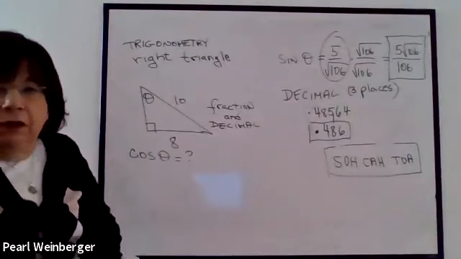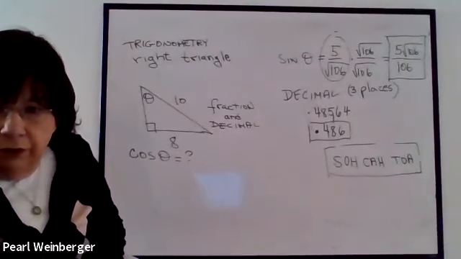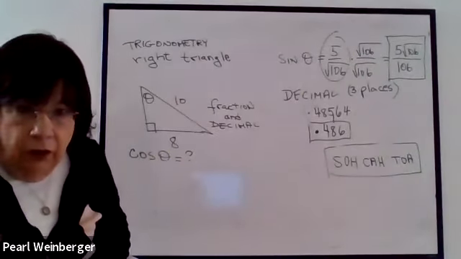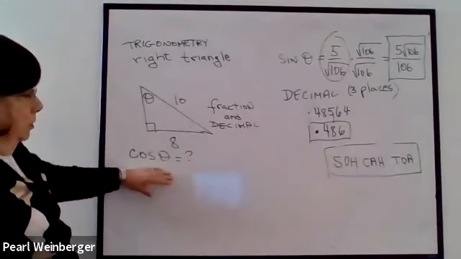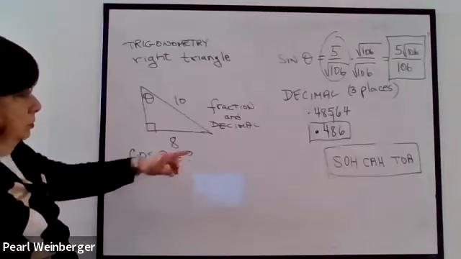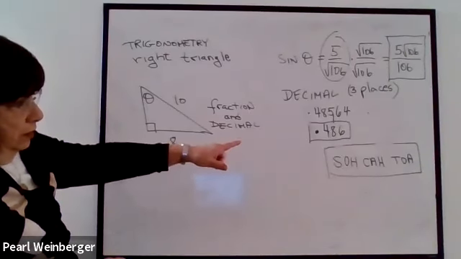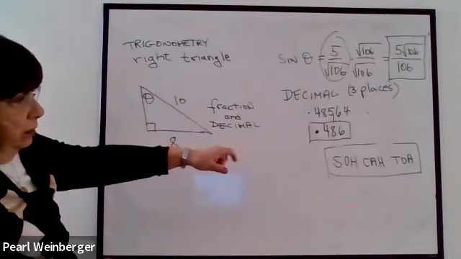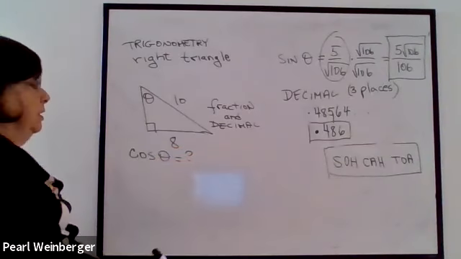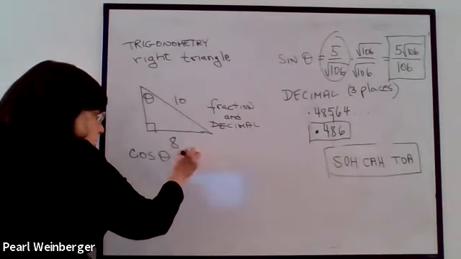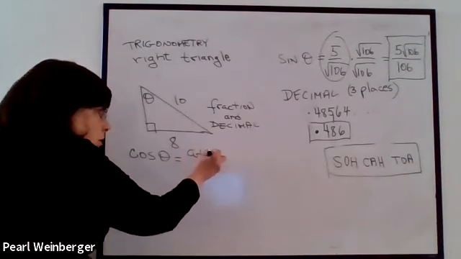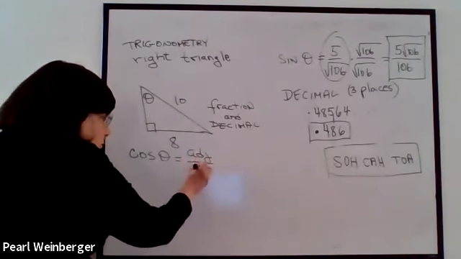Okay, I think we can work on this together now. Let's say we want the cosine. Well, let's do it. Cosine is adjacent over hypotenuse.